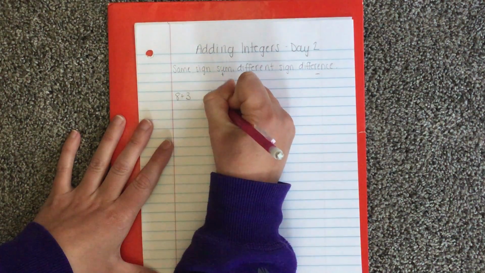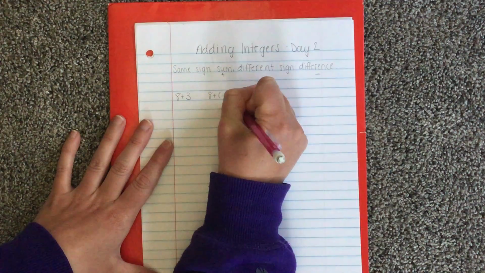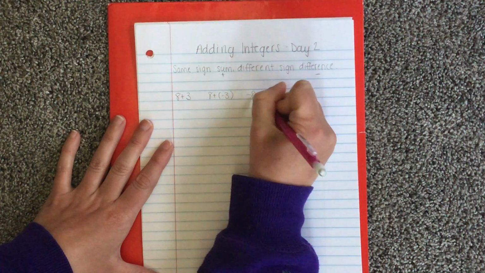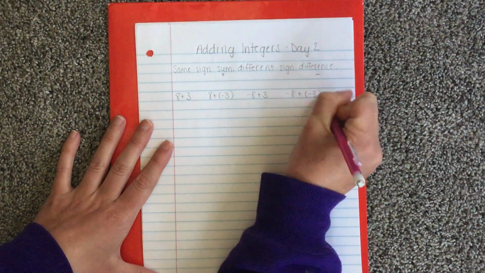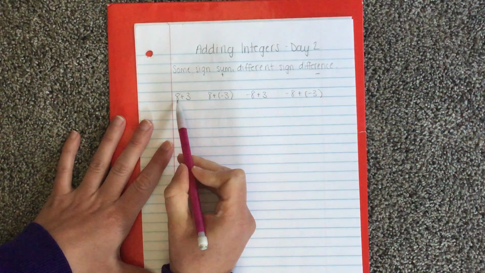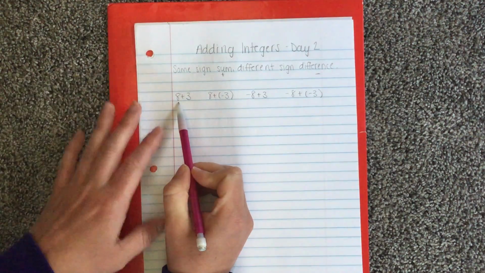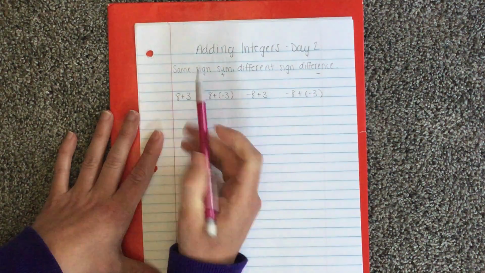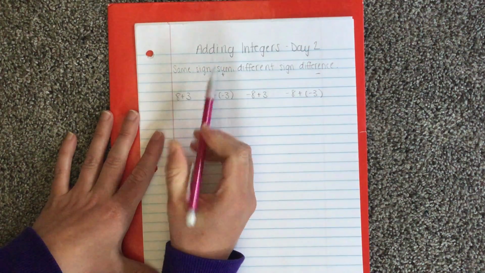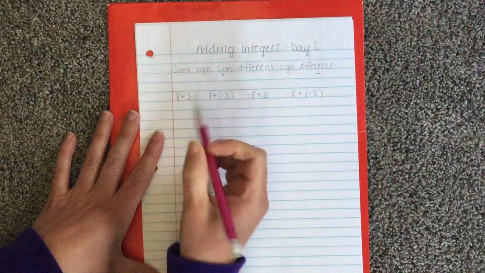8 plus 3, 8 plus a negative 3, negative 8 plus 3, and negative 8 plus a negative 3. I'm going to use this phrase even though I know you know what 8 plus 3 is. Do you see that this is positive and this is positive? I'm ignoring the plus sign. This is positive and this is positive. Because they're the same sign, you're adding.